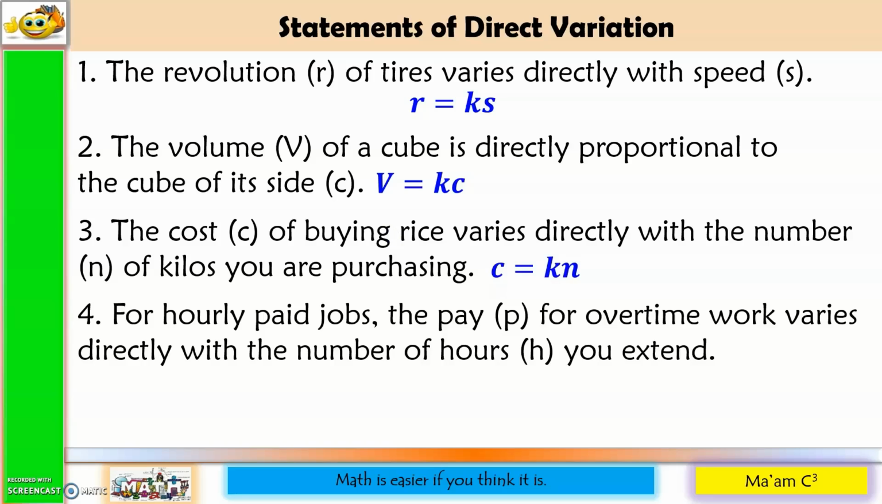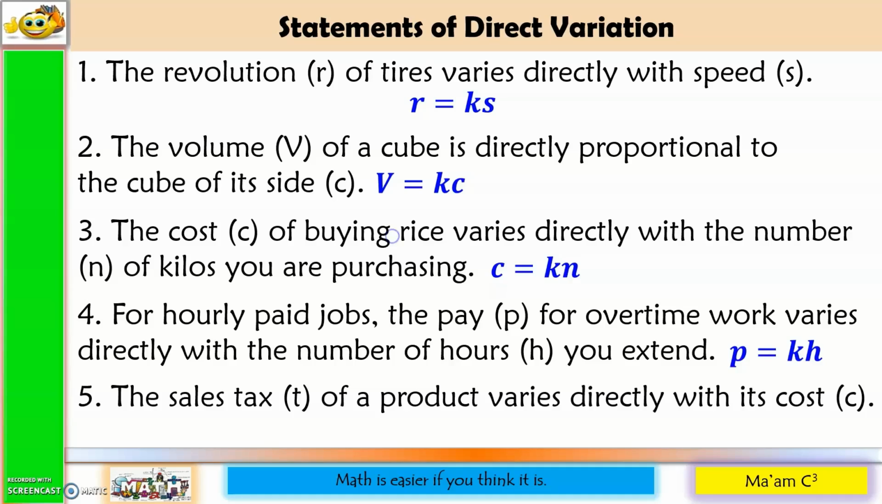Another one, for hourly paid jobs, the pay P for overtime work varies directly with the number of hours you extend. So we have P is equal to KH. Last one, the sales tax T of a product varies directly with its cost. So we have T is equal to KC.